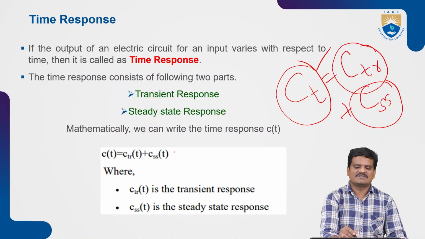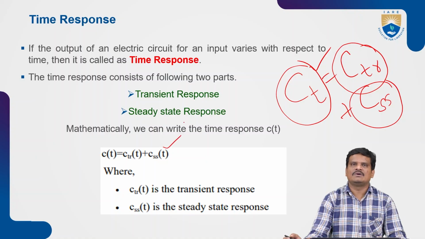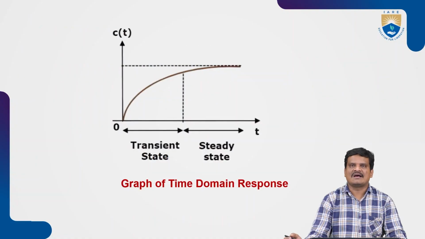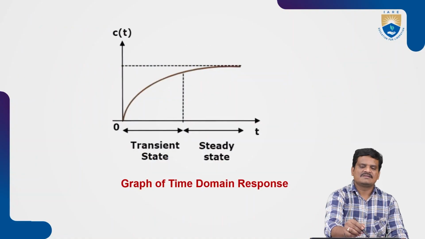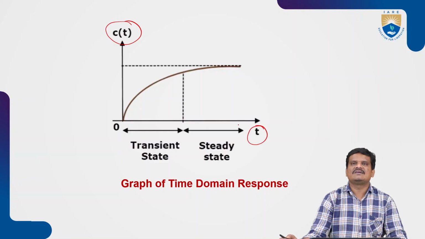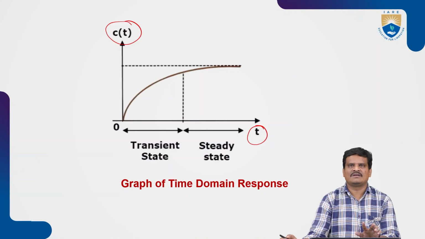You can see the expression written here. C(t) equals C_TR plus C_SS, where C(t) is the time response, C_TR is the transient response, and C_SS is the steady state response. Coming to the next, this is the graph. This is a graph where C(t) is our output, which is varying with respect to time. Now you can see the different states that are involved in this particular graph.